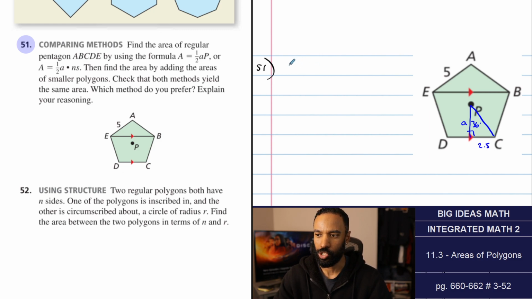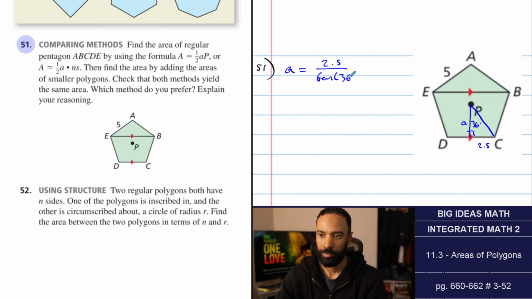Tangent of 36 is 2.5 over A, so A is tangent of 36 over 2. Wait, hold on. Did I say that right? A is 2.5 over tangent of 36 degrees. So there's my apothem. Perimeter we have as 5 times 5, so 25. So area is 1/2 apothem times perimeter.